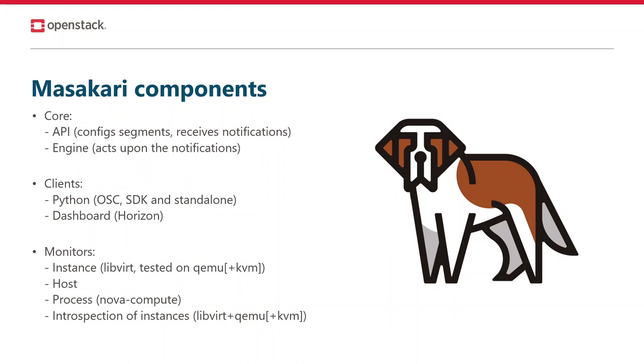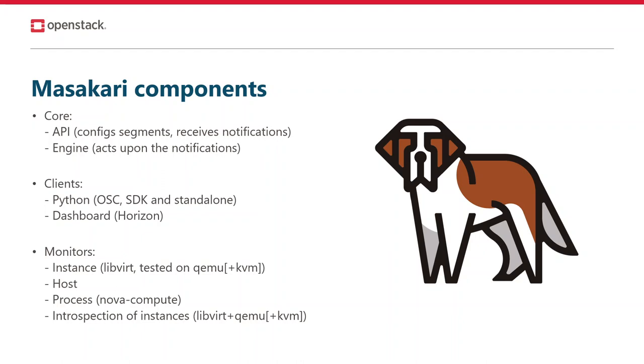And the other part being clients, it's typical like in the other OpenStack projects. It's centered around the OpenStack client, the OpenStack SDK, and also the standalone interface, as well as a plugin for the dashboard, so Horizon. And last but not least, monitors, the interesting part for the detection of the actual failures. So there are four kinds of monitors at the moment.